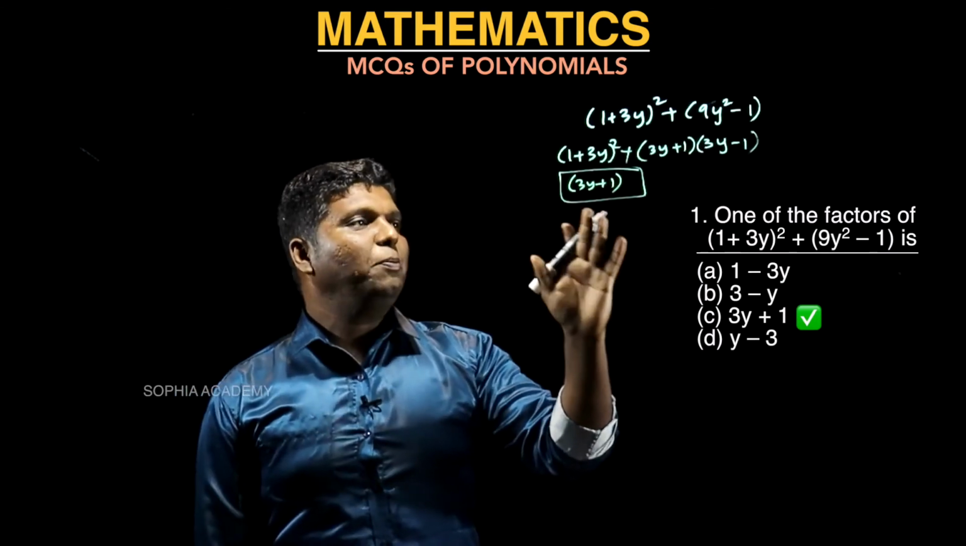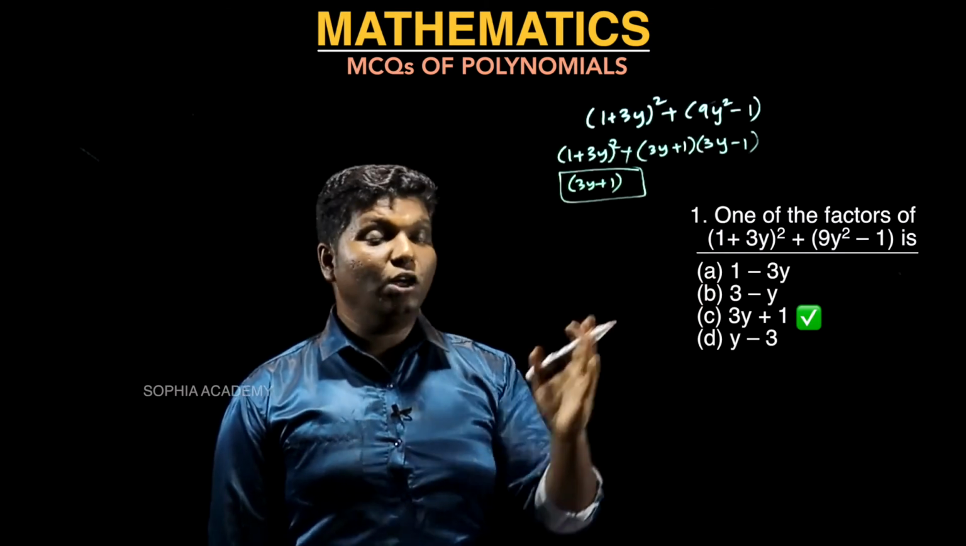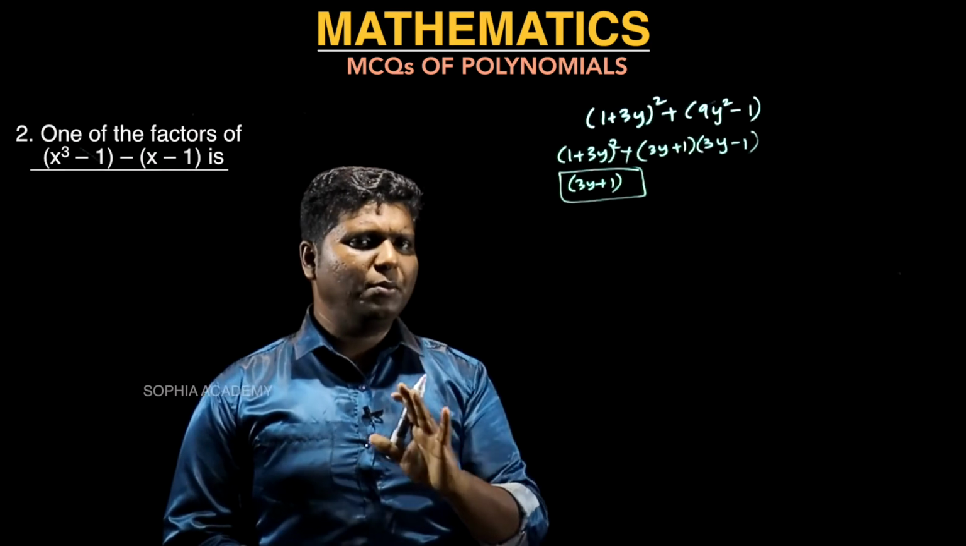So here 3y plus 1, you can see that is common on both of them. So that is the option here. The given third option, you have right answer 3y plus 1. Next, one more question let us do of the same category.